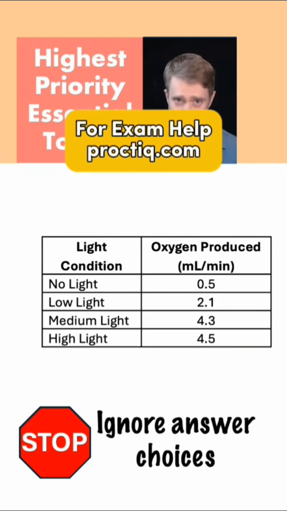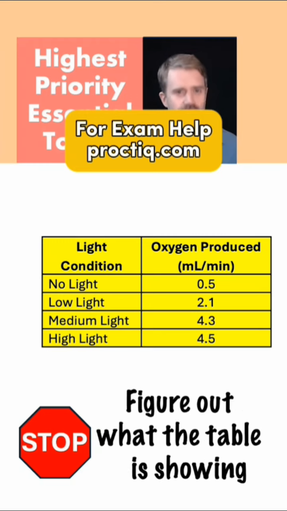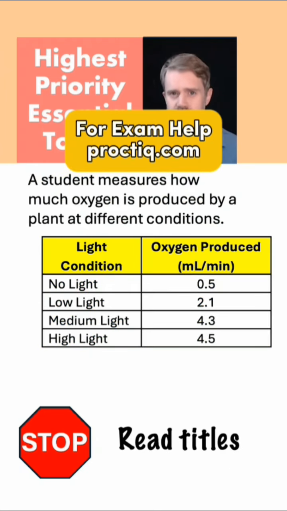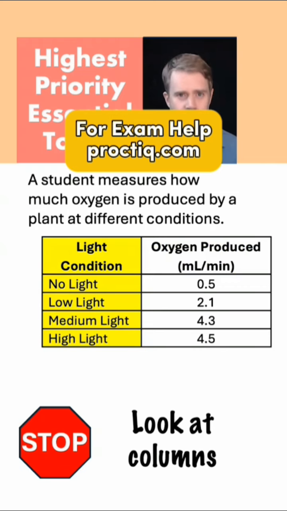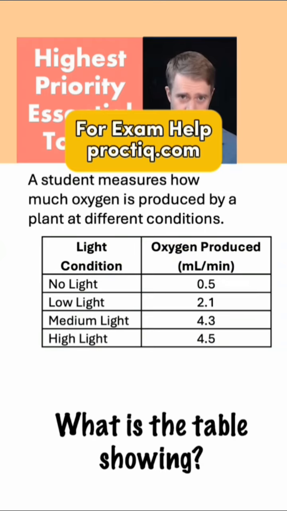You ignore the answer choices and instead you look at the table. Okay? You figure out what the table is showing. That means you read the question carefully, you read the titles of the table, you look at the columns, and you look at the numbers. Then you ask yourself, what is the table showing? Well, here, the question says a student is measuring oxygen produced by a plant.